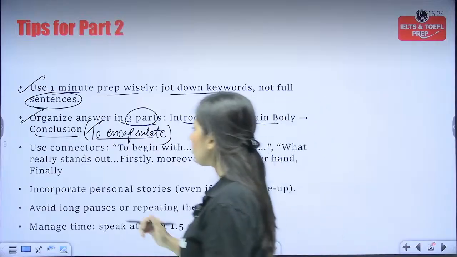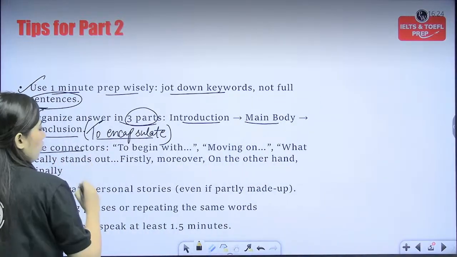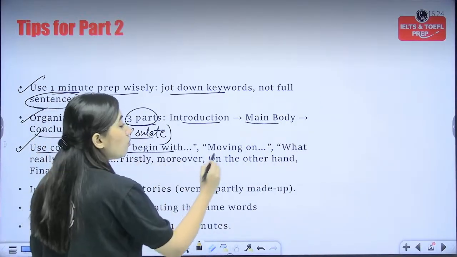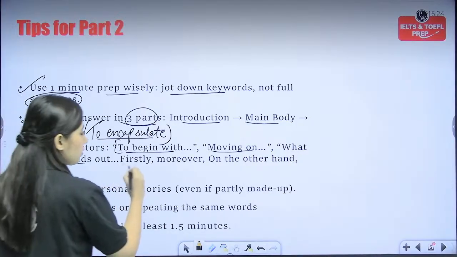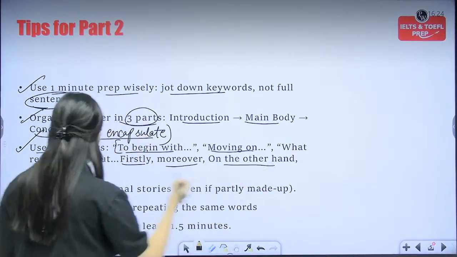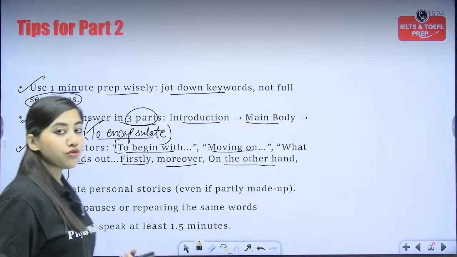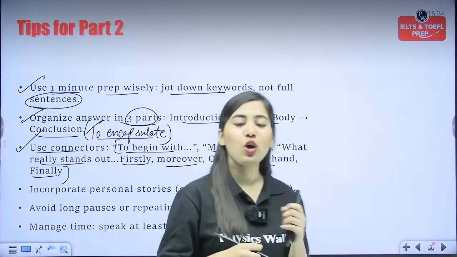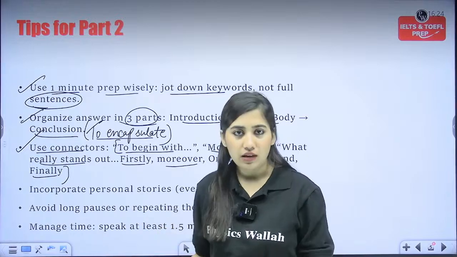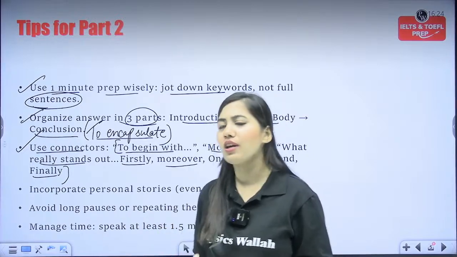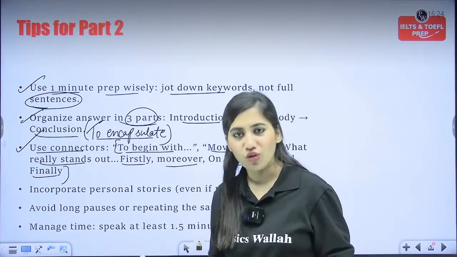Next, always use connectors like this to begin with. Moving on, what really stands out is firstly, moreover, on the other hand, finally, or however, although. You can always use similarity connectors or contrasting connectors. You must use them to elaborate and enhance your response.